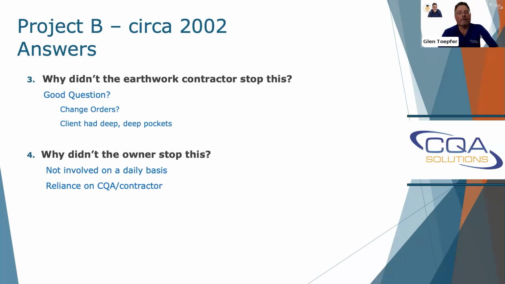I don't know whatever happened there. I just know it was an issue and I wasn't involved on that side, but it's something that people need to ask because most of these contractors are experienced. Why didn't the owner stop it? That's another big thing. They weren't involved in the project on a daily basis or even a weekly basis. And then they had total reliance on the CQA and the contractor that they were doing things right. So that can sometimes burn you.